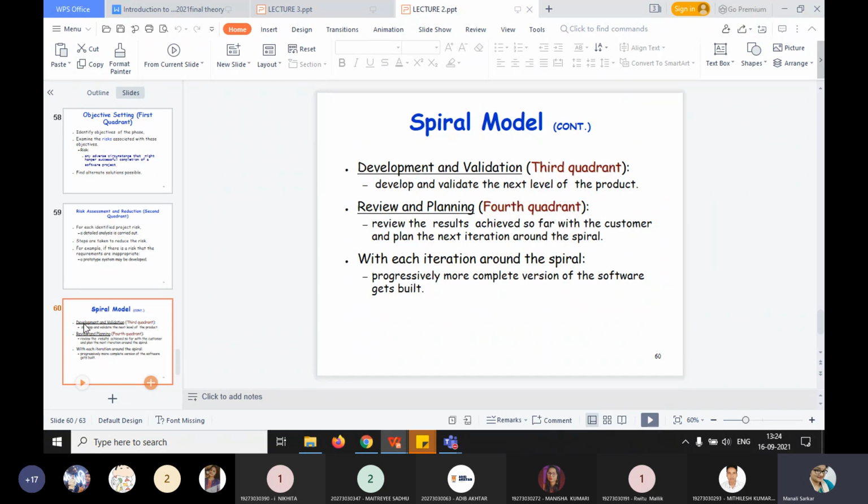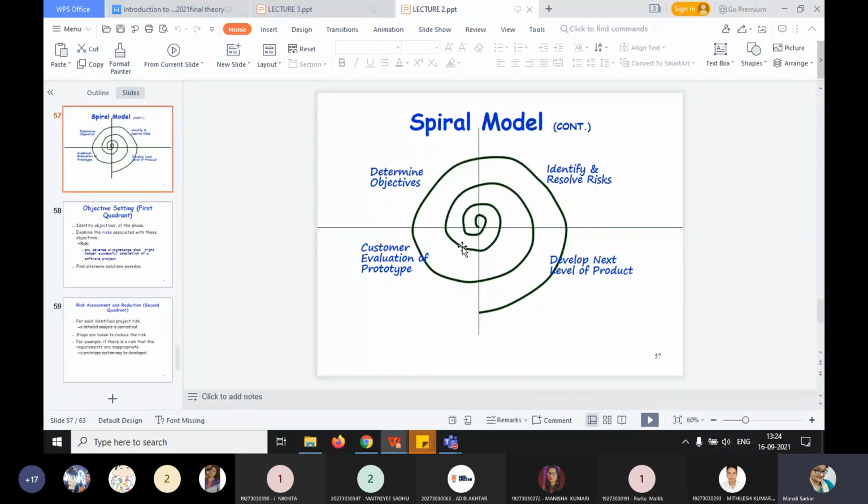We can say that the radius of the spiral at any point would represent the cost incurred in the project so far, and the angular dimension would represent the progress made so far in the current phase. So it is the radius, right? This is the radius from the center up to the circumference, called the radius of a circle. Here it is forming a circle.